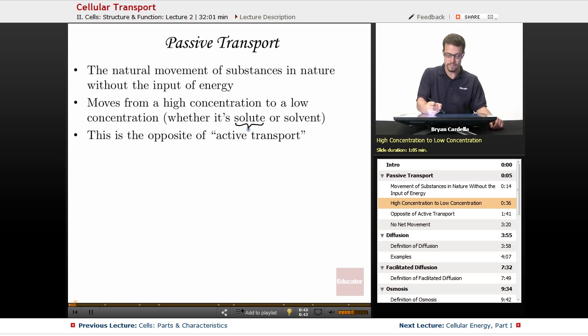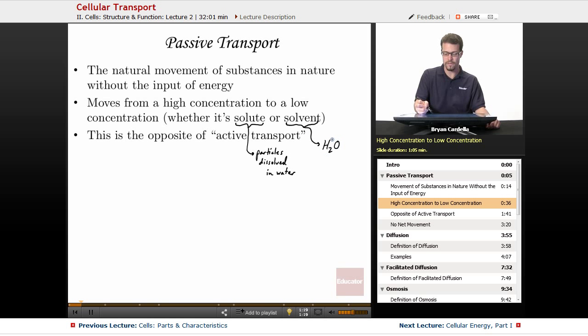So solute, this is particles dissolved in water. So we'll talk about diffusion in a bit. Diffusion is passive transport of particles in water or air, but the term solute is usually used to describe something dissolved in water. Salt, sugar, food coloring, a lot of different things. And then solvent is the H2O.